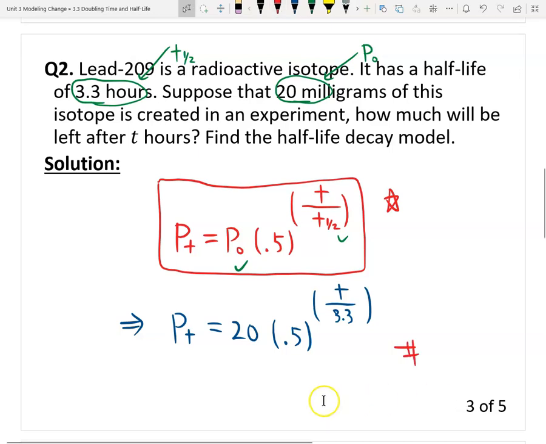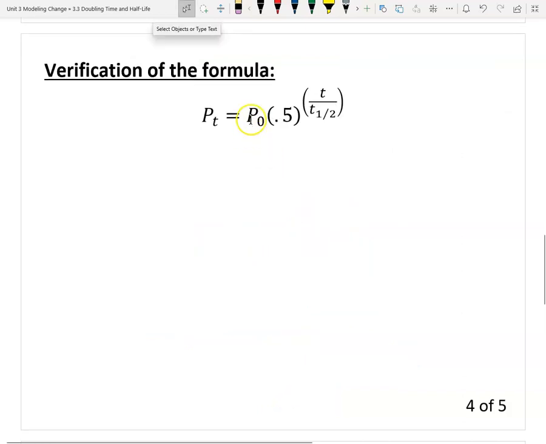Now, let's verify the formula. Here is the half-life decay model. Let's verify this model at three time points: one half-life time, two half-life times, and three half-life times, to see if the remaining value P of T is the same as we expected. Let's plug into the first time point, which is T equals one half-life.